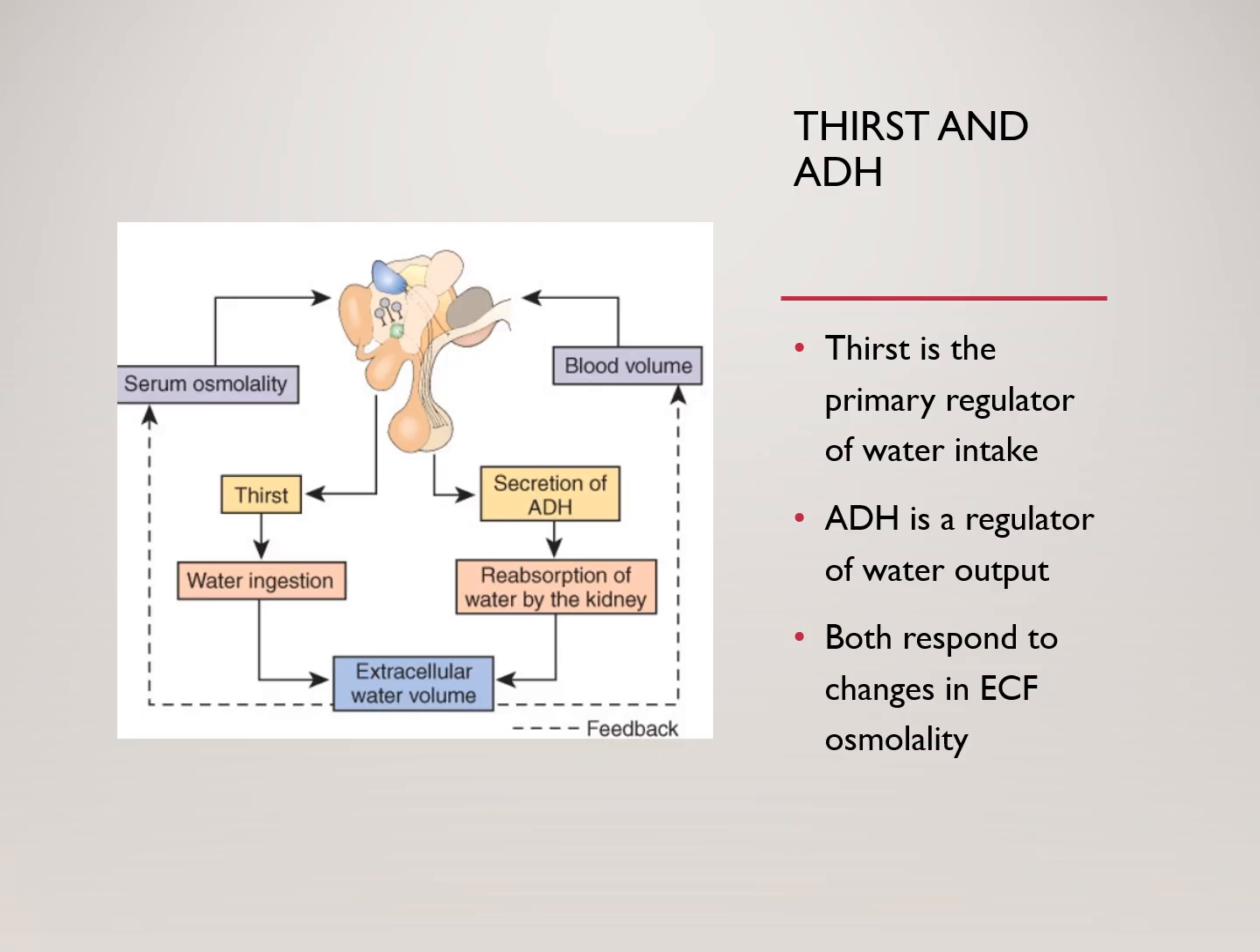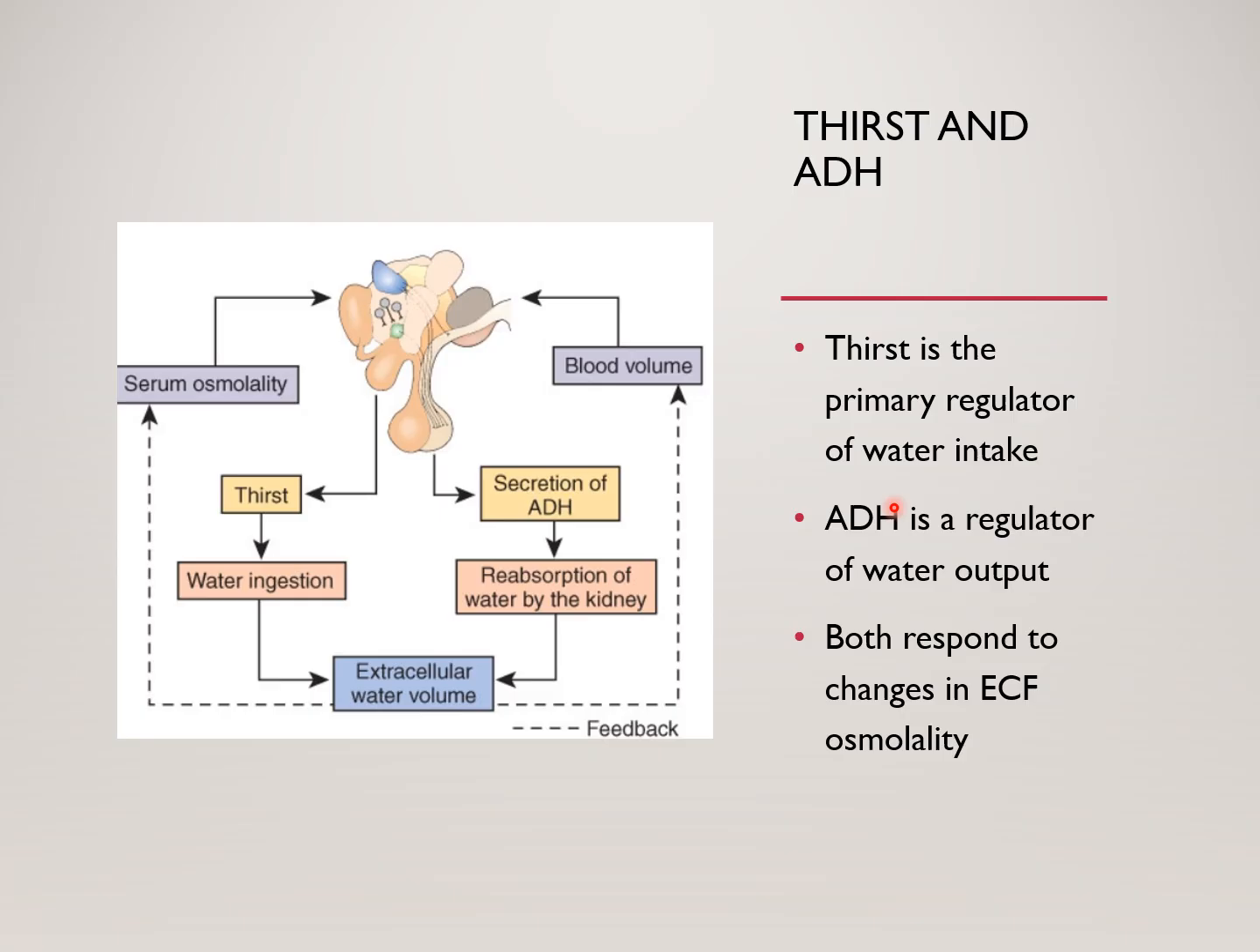And the other system that we mentioned was ADH. So we're going to talk about both thirst and ADH. These are things that either increase or decrease fluid balance as well. So thirst, or that feeling that people get when they need more fluid volume, is really the primary regulator of water intake. When you get thirsty, you drink water, and that is really what's regulating your intake. And ADH is a primary regulator of water output.